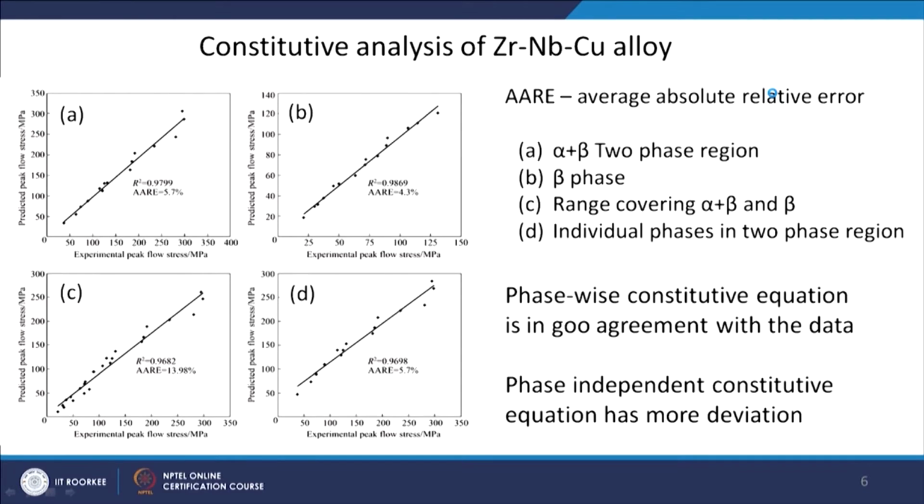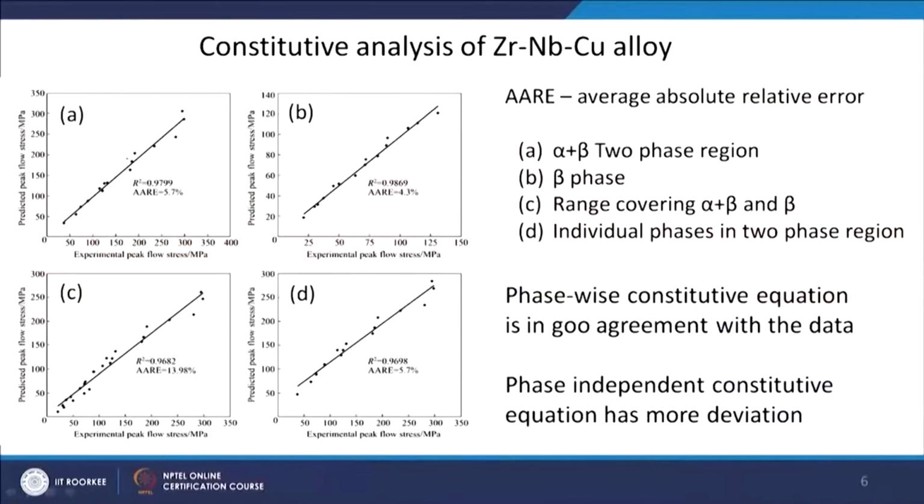So now we developed the constitutive equations obviously, and then we were trying to compare the experimental flow stress, which are shown with these data points, with the predicted flow stress. The constitutive equation can give you an equation which you can use to plot a line here, for example. So these are predicted peak flow stress, from this particular line, from the constitutive equation.